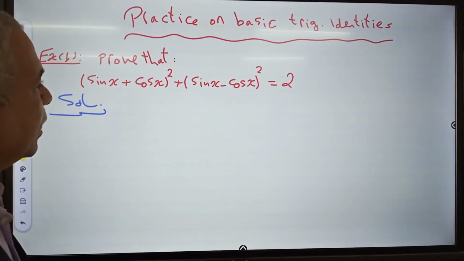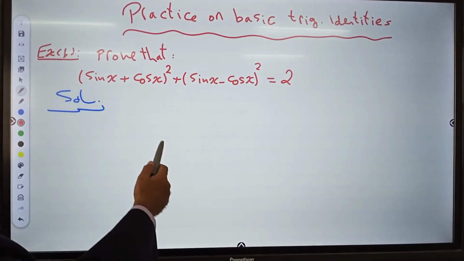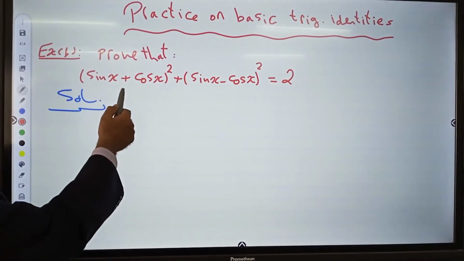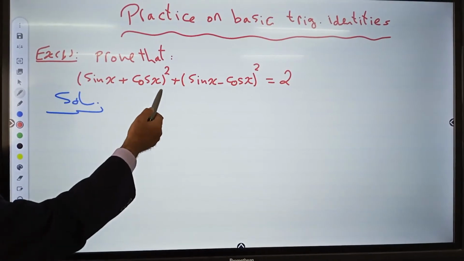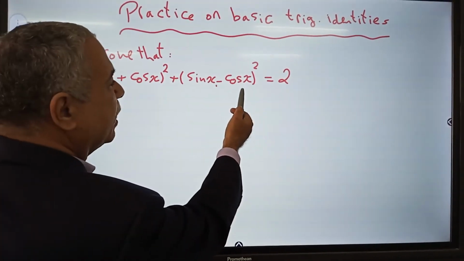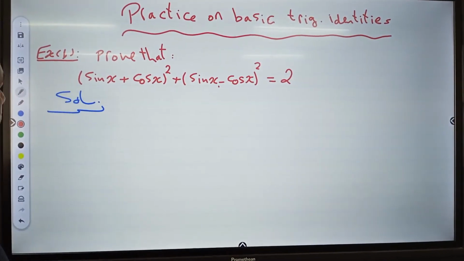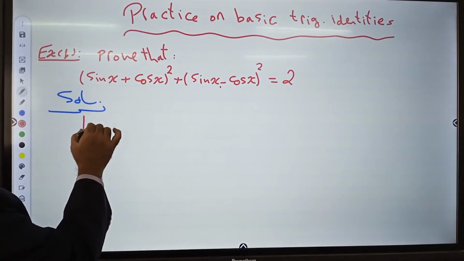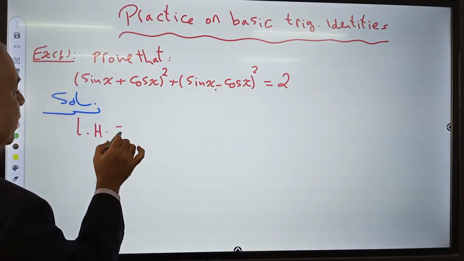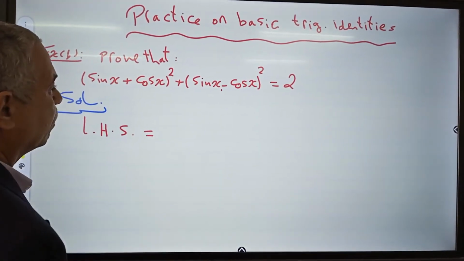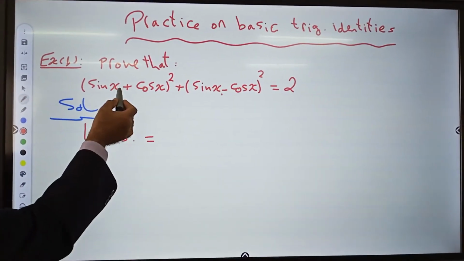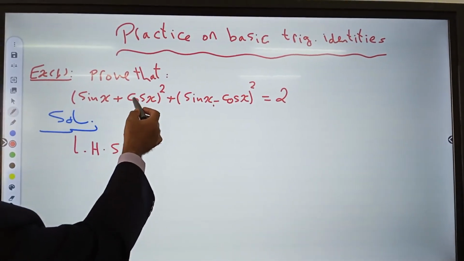Let's go to the first question. Prove that (sin x + cos x)² + (sin x − cos x)² = 2. We will take the left hand side and find its value. We can expand the first bracket like this.